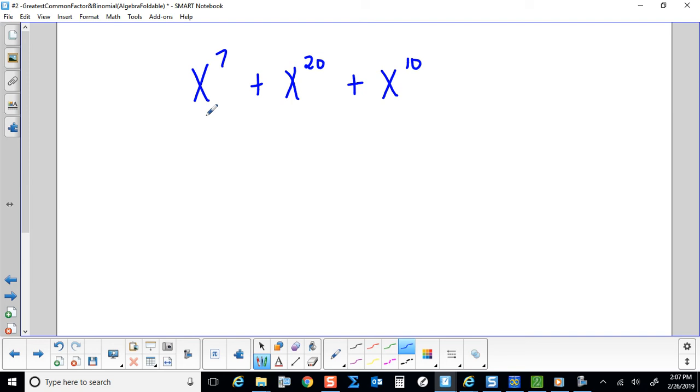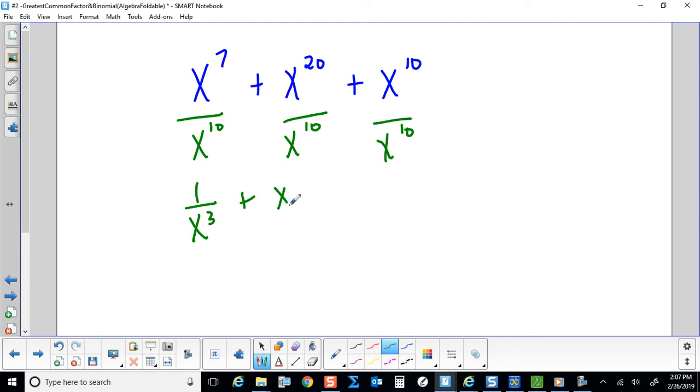So the greatest common factor here is x to the seventh, but what if I didn't pick that? What if I picked x to the 10th? What would happen? Well, I would be left here with 1 over x to the third. So that isn't a rational number. Here we have x squared and x to the 1. So you always want to choose the smallest exponent as the greatest common factor when dealing with variables.